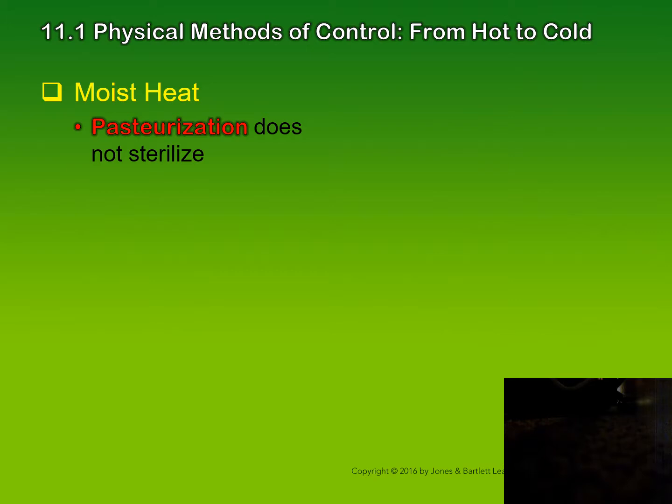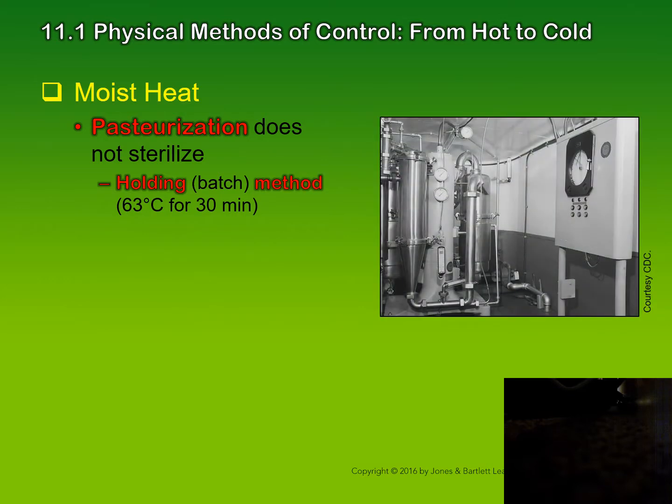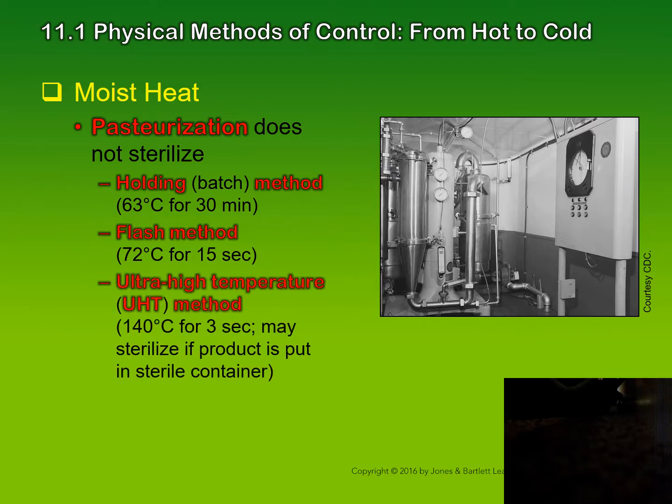Now, pasteurization, and you've almost assuredly seen pasteurization on the milk in your house. Pasteurization does not sterilize. Okay, so there's still microbes that are alive in pasteurized milk. Now we can do the pasteurization a couple of different ways. We can either use a holding method, where we would heat to 63 degrees centigrade for 30 minutes, or a flash method where you'd heat to 72 degrees centigrade for 15 seconds, or an ultra-high temperature method where we go up to 140 degrees centigrade for just 3 seconds.